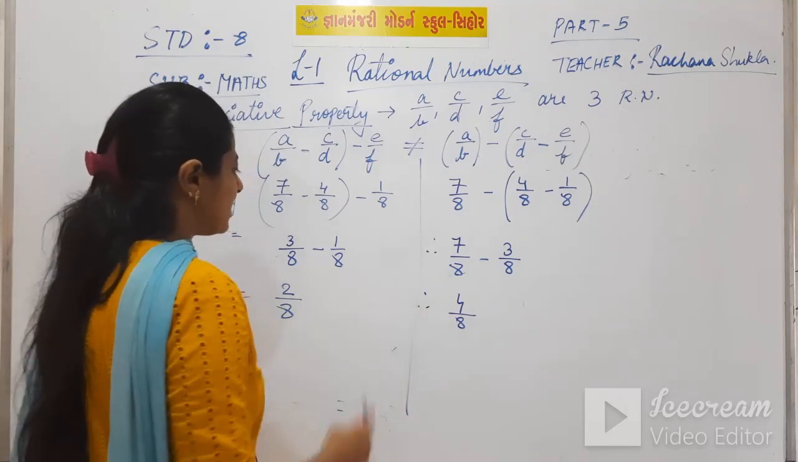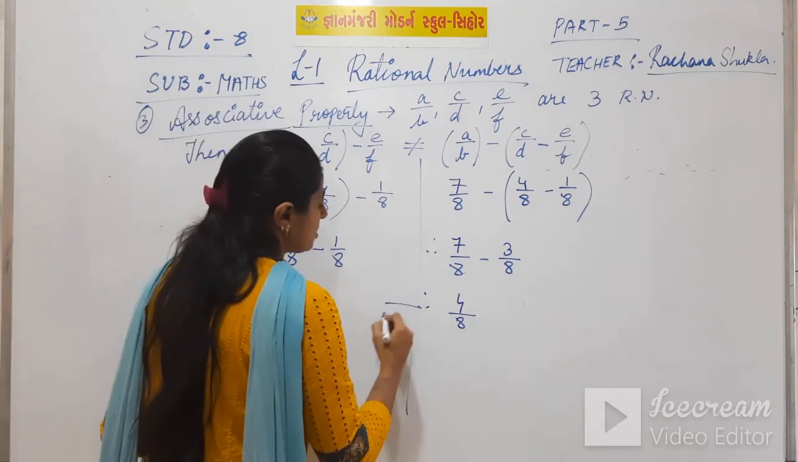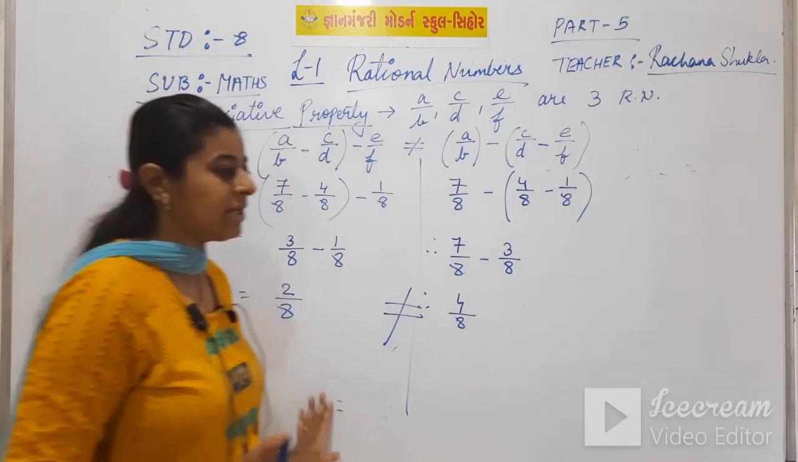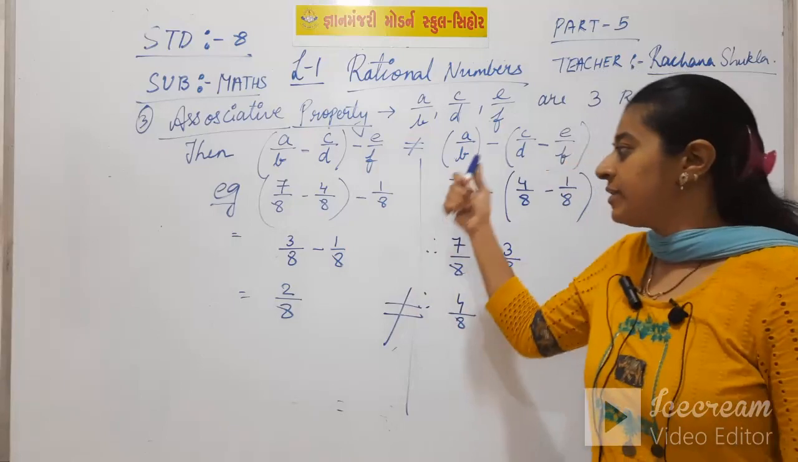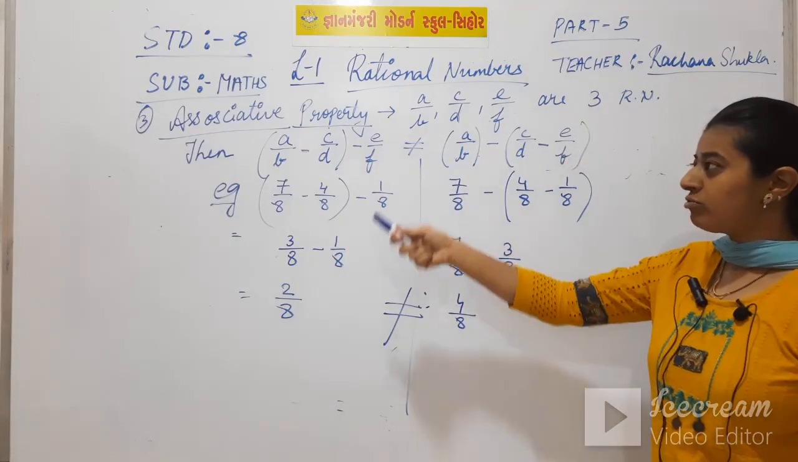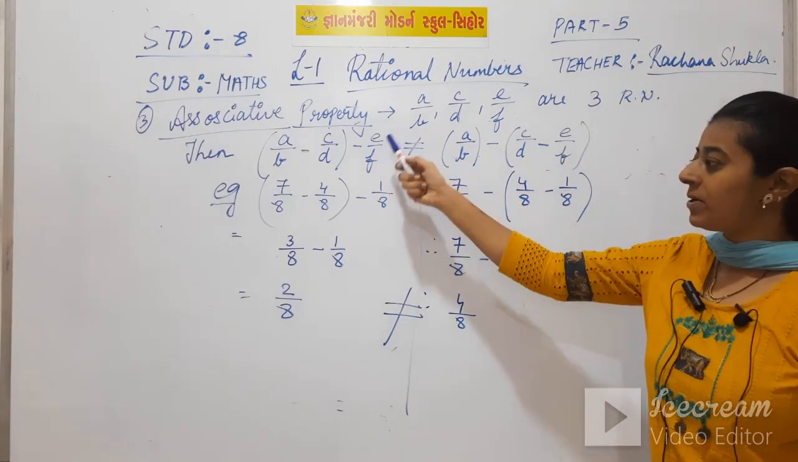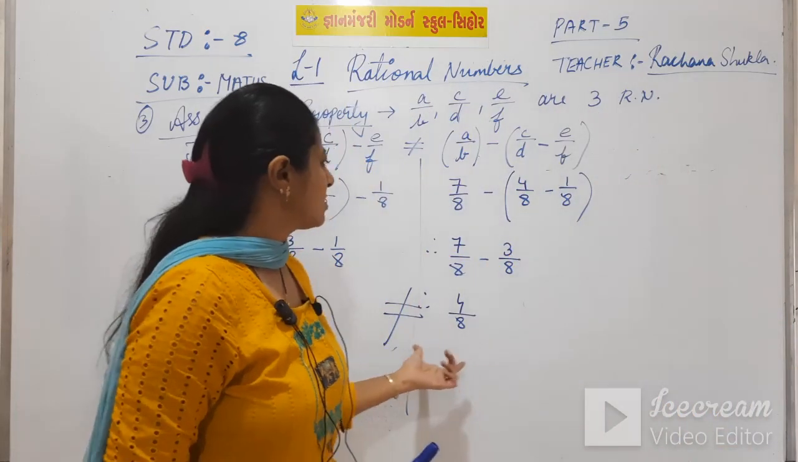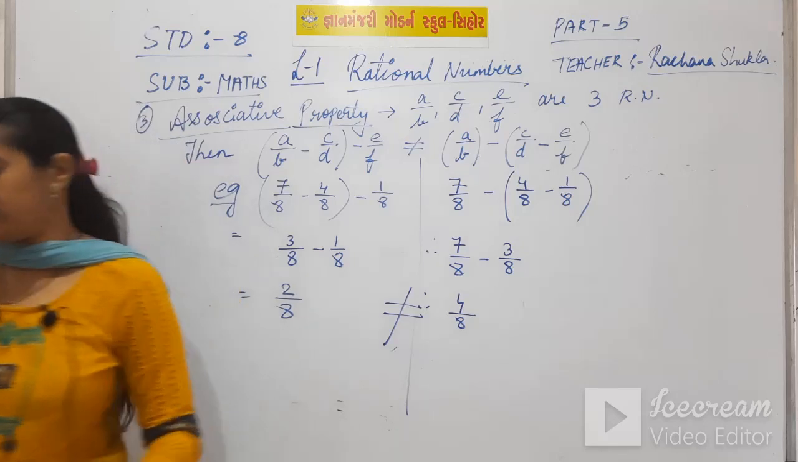So both these answers are not the same. So associative property is not applicable in terms of subtraction. Note down this associative property and the example in your notebook. Now I will show you some examples of subtraction.